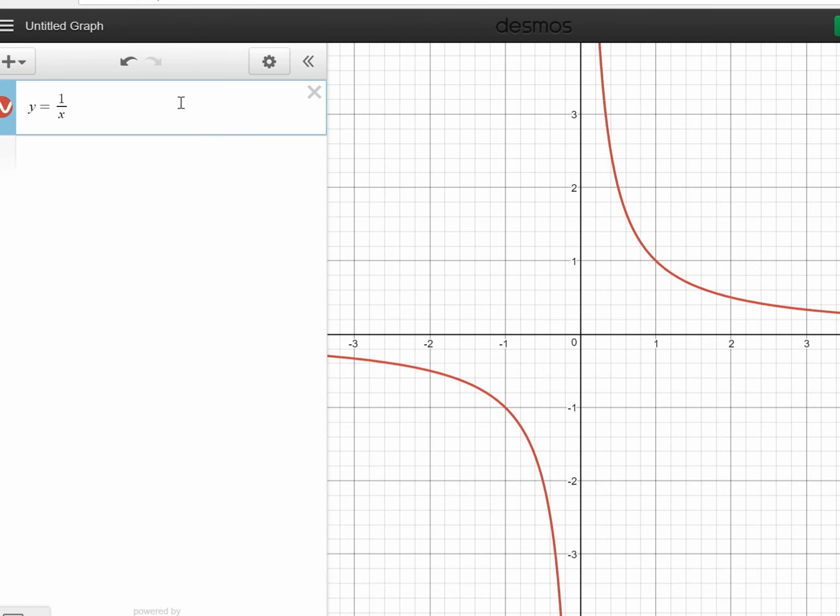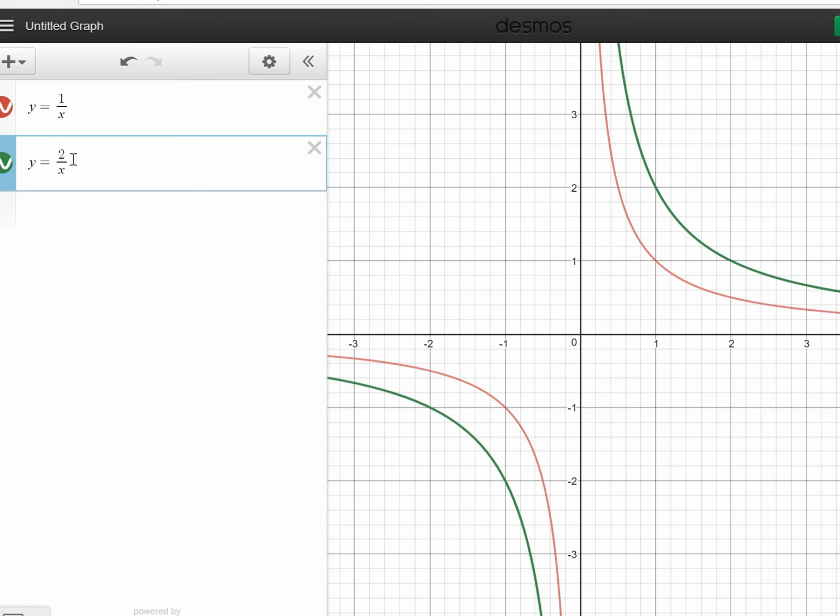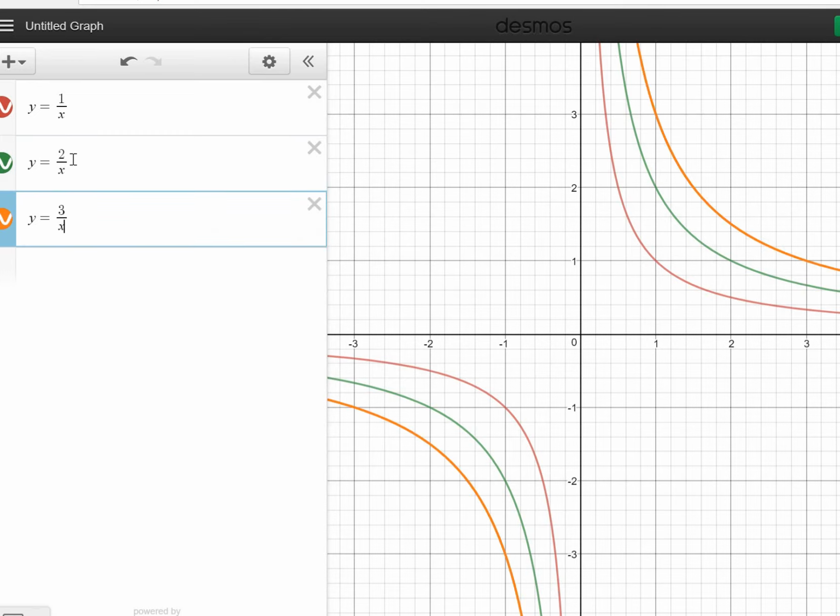So here is our initial graph, y equals 1 on x. But remember, this 1 does not have to stay as a 1. It could be any number k. We could have y equals 2 on x, y equals 3 on x, etc. And we can see how the position of the graph changes.